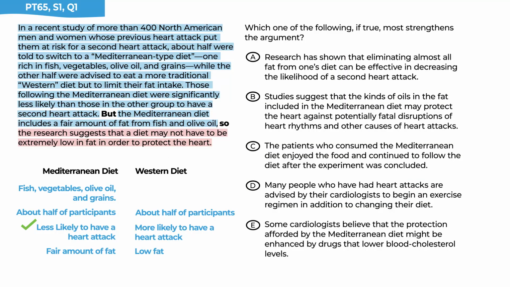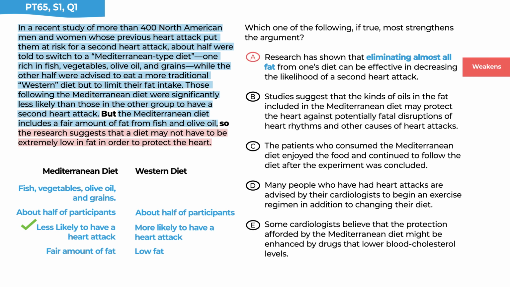So we come back to the answer choices here, and answer choice A says that research has shown that eliminating almost all fat from one's diet can be effective in decreasing the likelihood of a second heart attack. Well, eliminating almost all fat, that sounds very much like the Western diet, which was low in fat. And if low in fat is effective in decreasing the likelihood of a second heart attack, that's actually working against the argument, which is that the Mediterranean diet did a better job. Right? Answer choice A seems to be working in the wrong direction by making the Western diet more appealing. Right? So this actually is going to weaken the argument. Let's get rid of A.